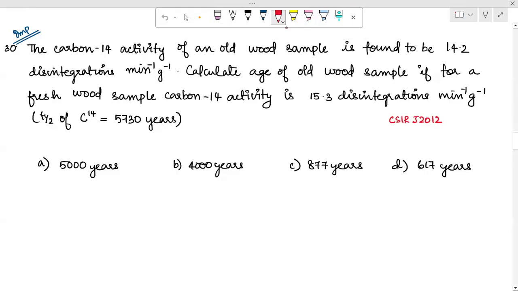So see, you have been given a question where the old wood sample has some disintegrations, and the fresh one has a different disintegration. Now, disintegration is the rate at which the decay is happening. Initially, it is 15.3. Finally, at this stage, it is 14.2. They have given the T half. You have to find the time at which this initial A naught becomes A. It's very easy. So first of all, we'll find the rate constant.